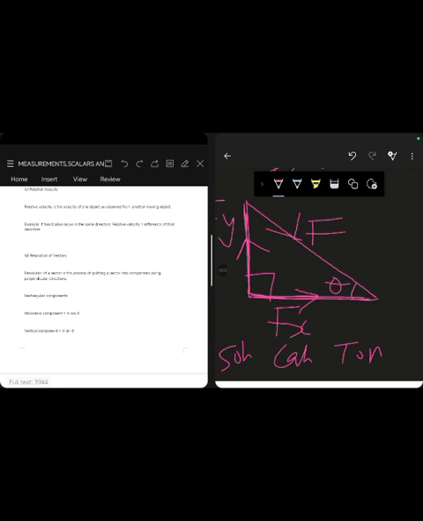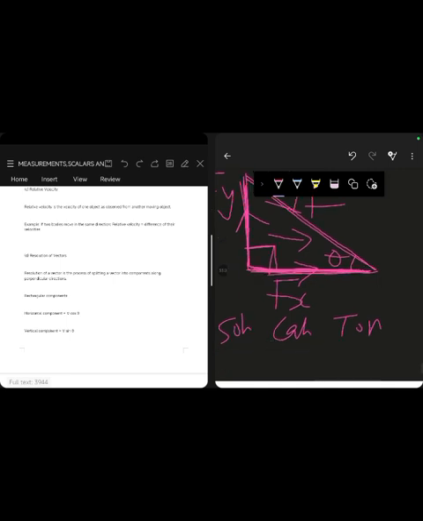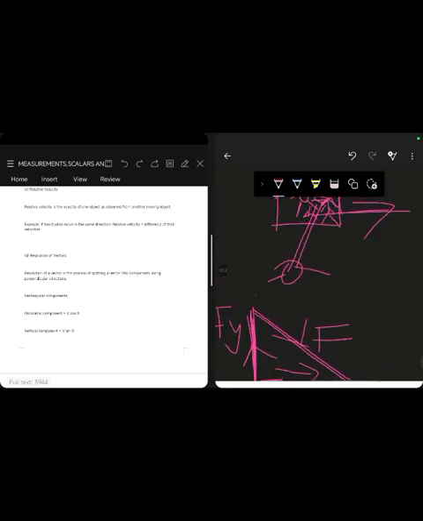Now, in this case, I'm looking for the horizontal component, which is the adjacent. Here is your hypotenuse side, which is facing the 90 degrees. Then here is the opposite side, which is facing the angle. It is the side opposite the angle. Then the last side, which is your Fx, is your adjacent.